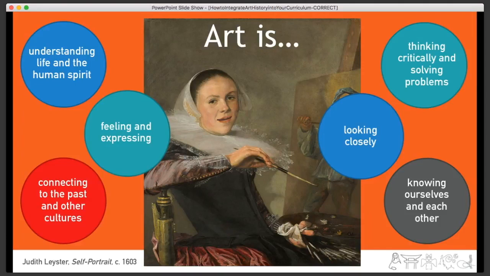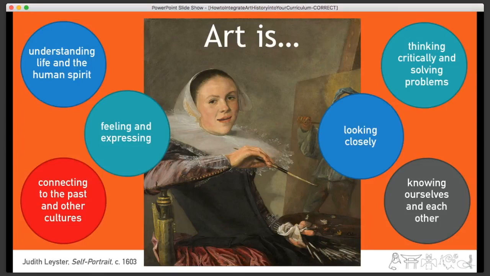Art is about understanding life, the human spirit, understanding yourself better. It's about feeling and expressing emotion, connecting with other people, connecting with the artist, the culture who made it, the people who made it, connecting with the people you're with while you're looking at it. There are so many connections to be made with people. It's about looking closely and, like Richard said, connecting the eye with the intellect. It's thinking critically and solving problems.